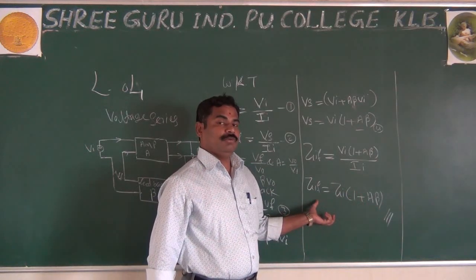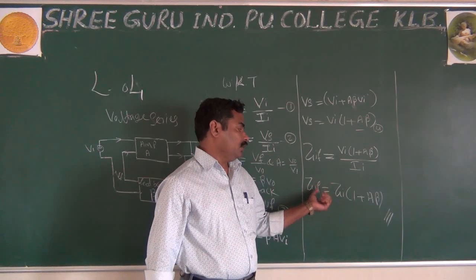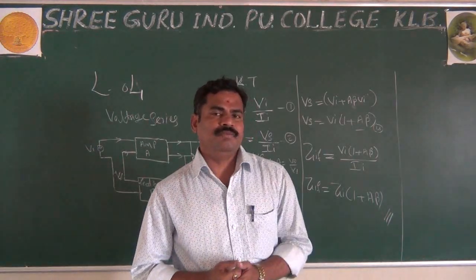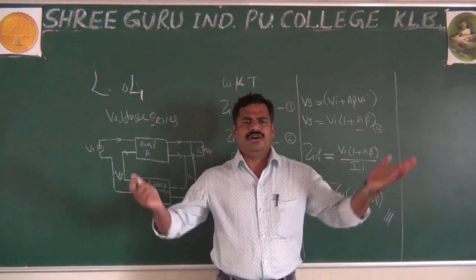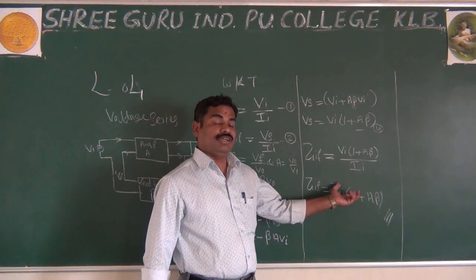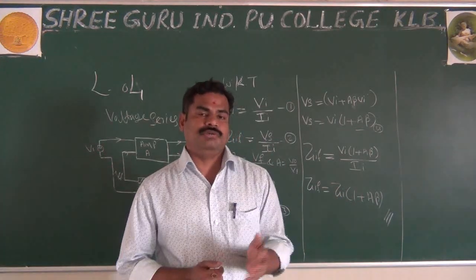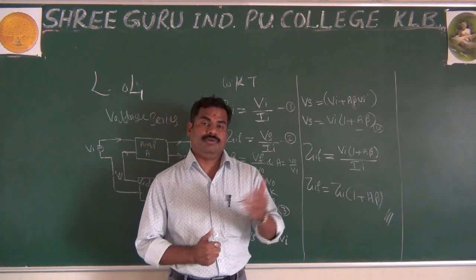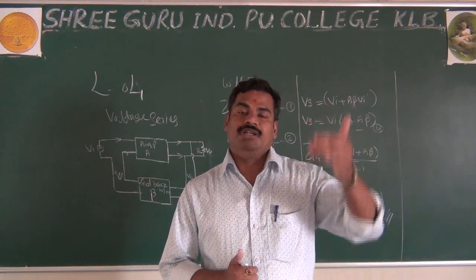If you are using negative feedback on any amplifier and if you are using the voltage series feedback, then the input impedance increases by 1 plus A beta times. As I said already, if you use negative feedback in any amplifier, you can increase the input impedance, and that is by 1 plus A beta times. This is the simple proof, how to mathematically prove what I said: if you use negative feedback on an amplifier, it will increase the input impedance.